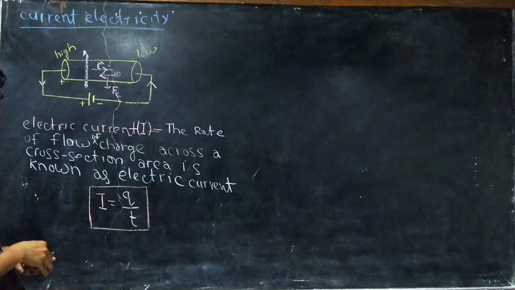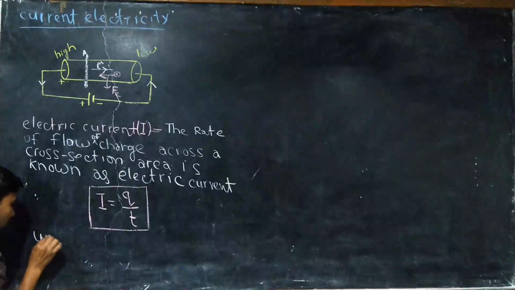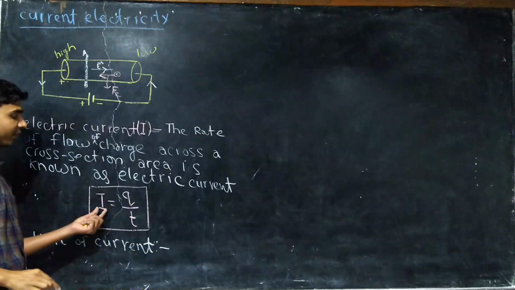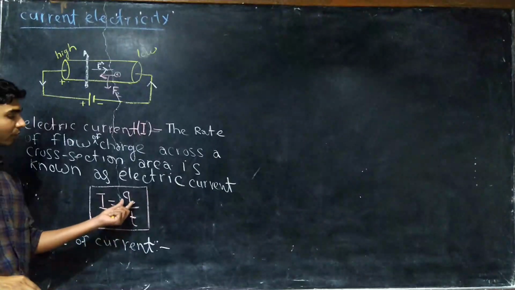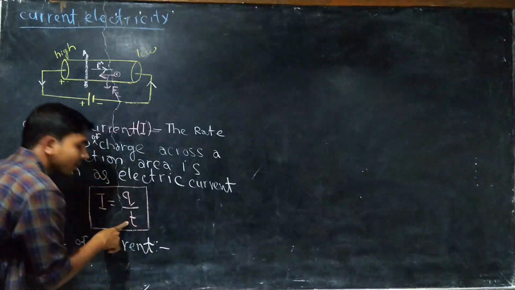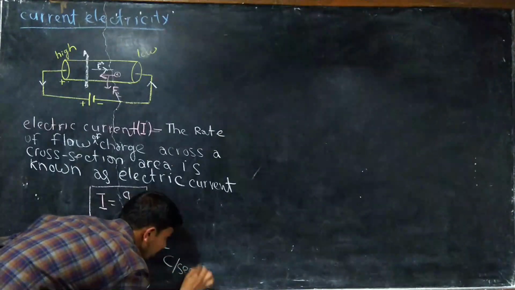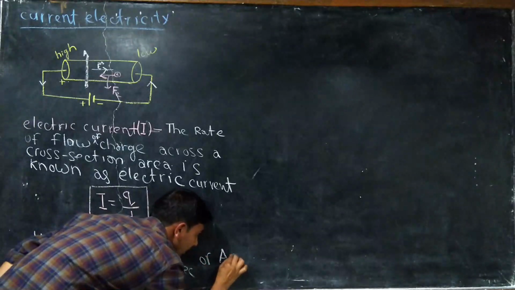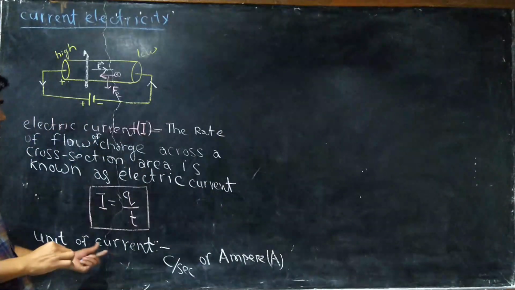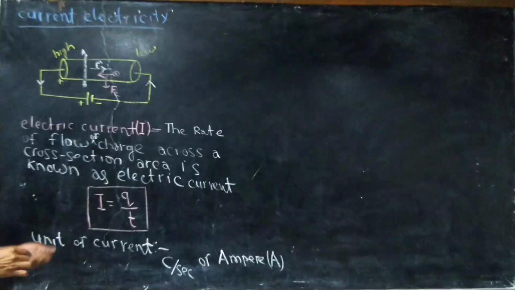Next, we are going to talk about the unit of current. You can see current is equal to Q by T. The unit of Q is coulomb, and T is time, whose unit is second. So the unit will be coulomb per second, or we can call it ampere, which in short is written as A. So the unit of current is coulomb per second or ampere. These are the two units of current.